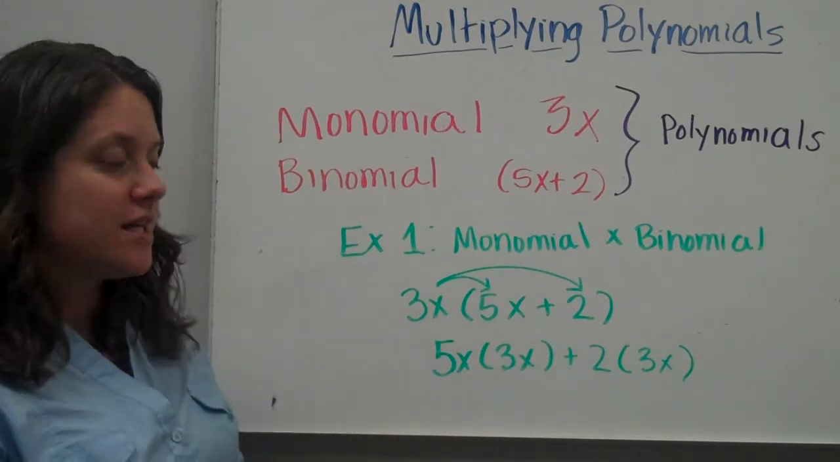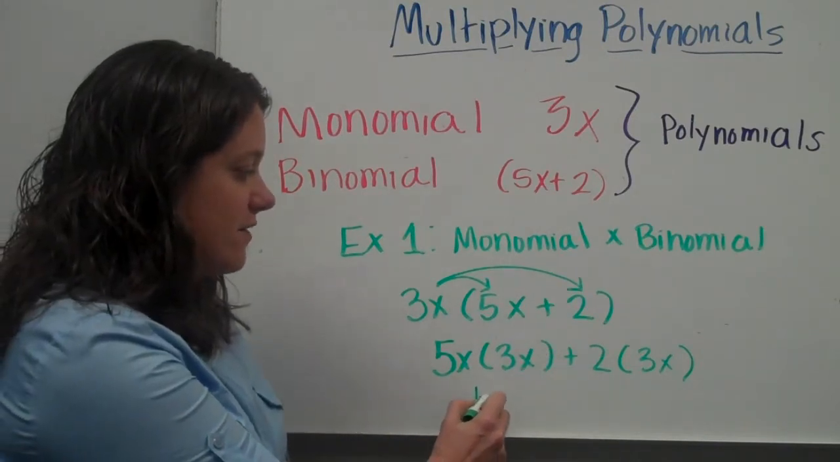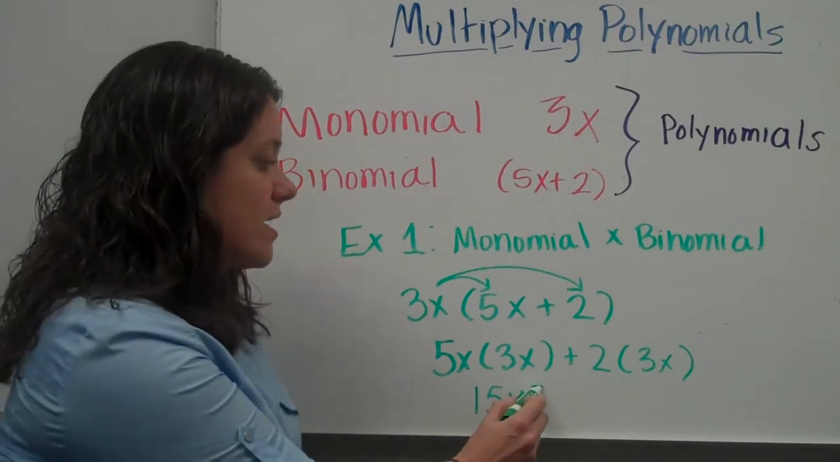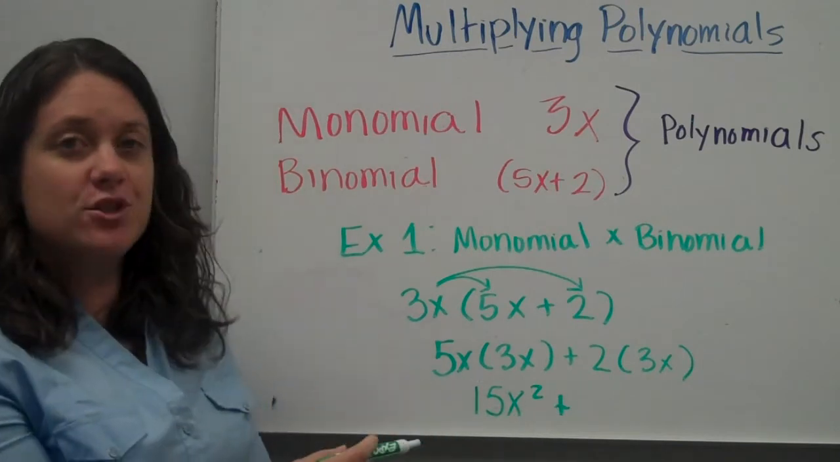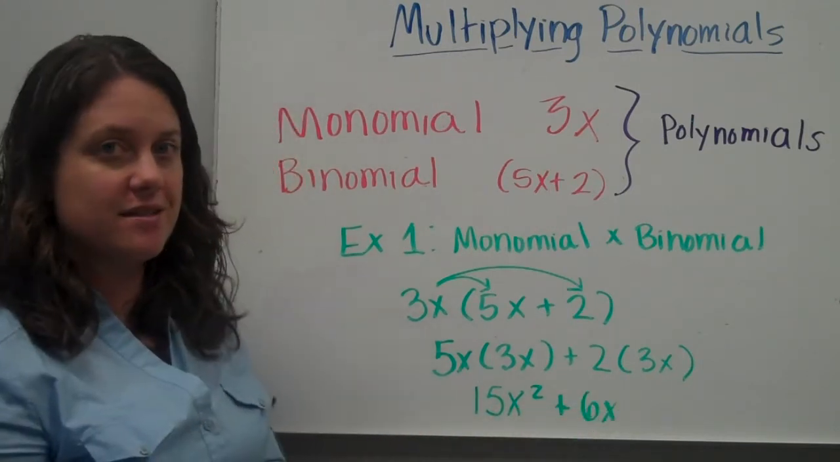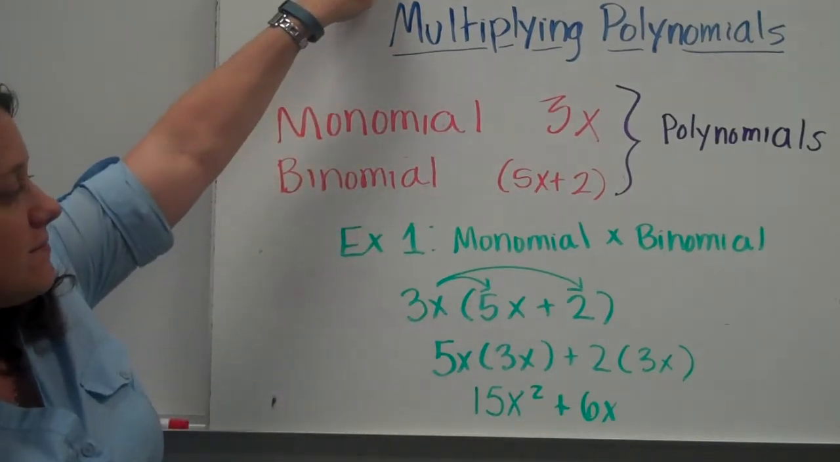And so then your final answer, when I multiply these, I have 15. And since I have x times x, that's x squared. And then I have 2 times 3x, so that gives me 6x. All right, moving on.